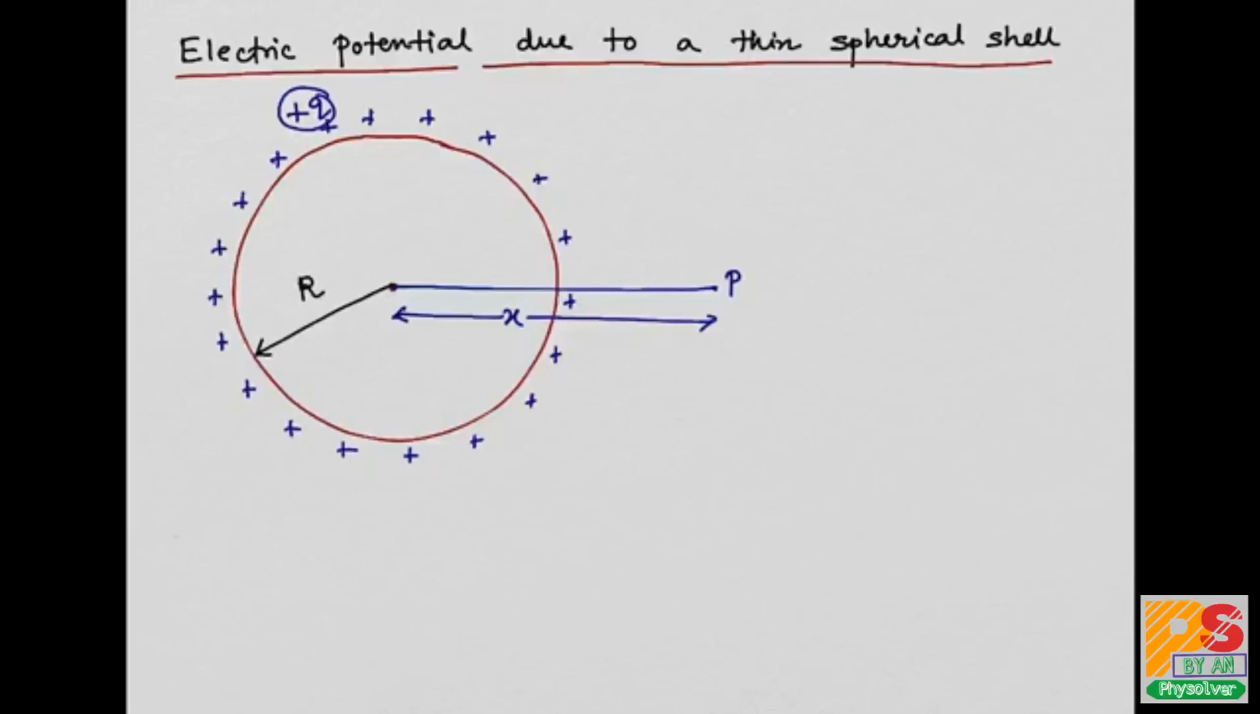Now, to solve this question, we first need to know the value of potential due to a uniformly charged thin circular ring. Let me tell you the formula. This is the ring. Suppose the radius of the ring is R, and we need to find the potential at a distance x on its axis. Total charge on the ring is, suppose, Q.